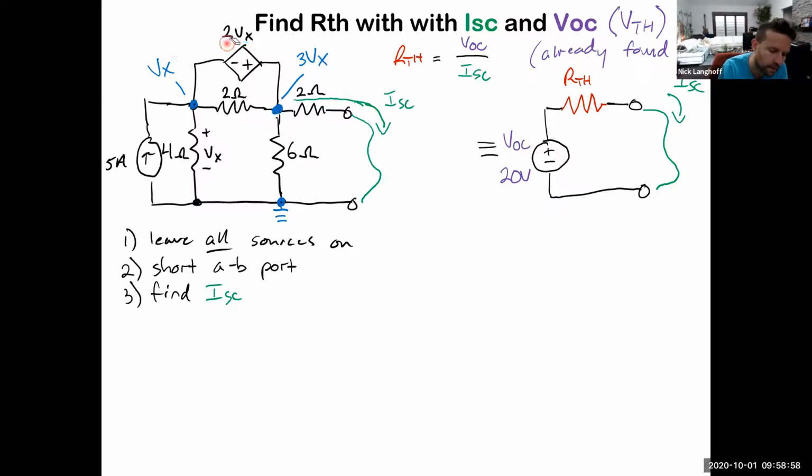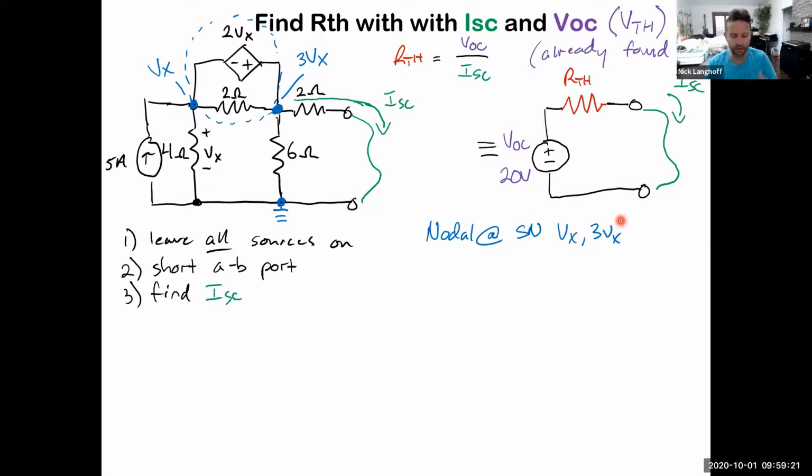Now we'll recognize that that is a supernode, and so we're going to do a nodal analysis at the supernode Vx and 3Vx. This is going to look super similar to what we did in the other techniques, except that now there's a 5 amp current source coming into the supernode on the Vx side. So let's go ahead and do that.